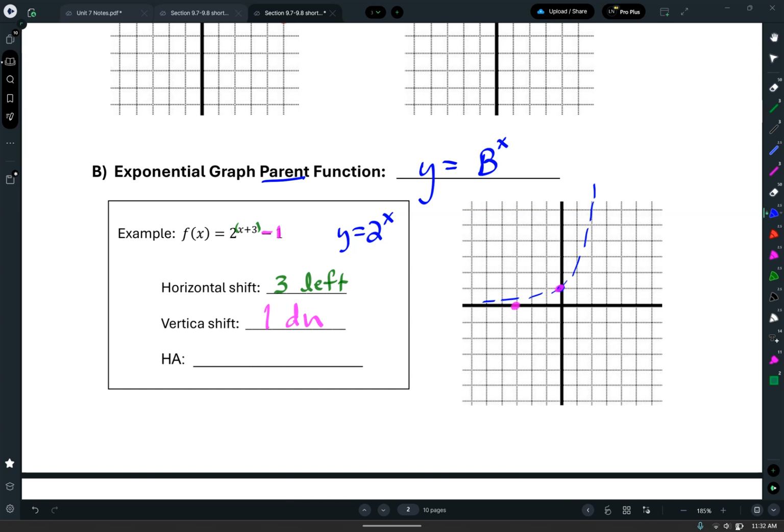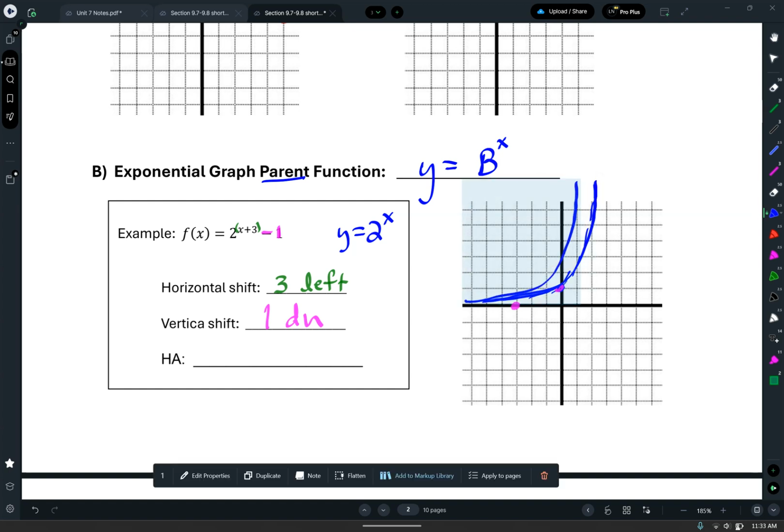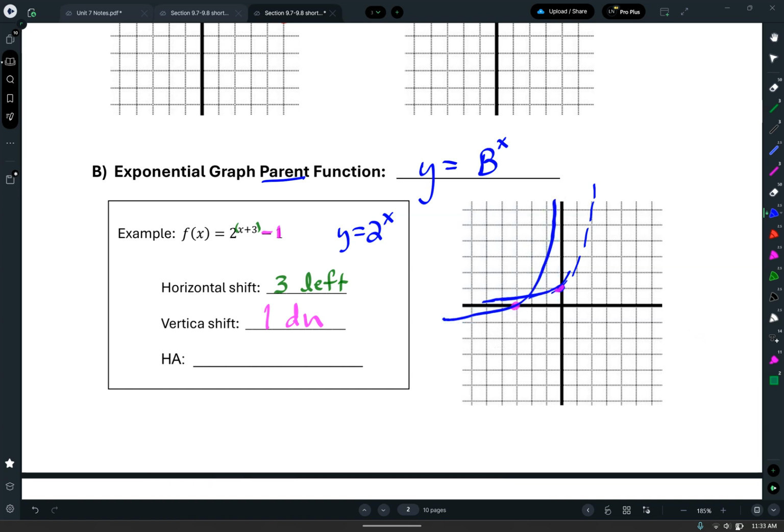So I'm going to take the shape that used to be right here. Remember, this was my basic parent function. I'm going to take that shape and move it over and down. Okay. So there it is. I just moved it to the left and down. And so where's my asymptote now? Well, does it make sense that if the asymptote used to be here and I moved the whole thing down 1, that my asymptote now is right here? So the asymptote now is y equals -1.